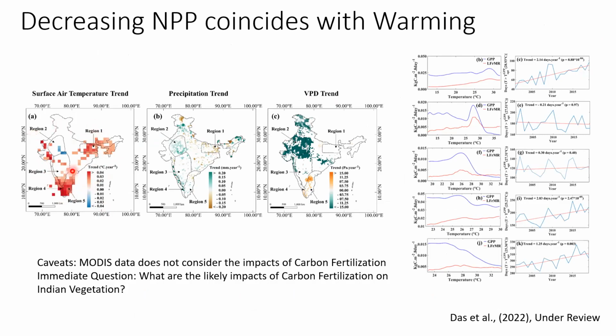So the regions where we are getting a decrease in the vegetation productivity, those are the regions where there has been a significant warming. So let us try to understand why warming results into this kind of decrease in the net primary production. So I'll just show you what exactly is happening. Let us try to look at region 1, what is happening.